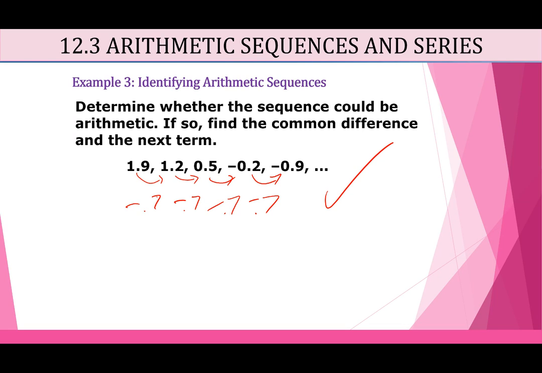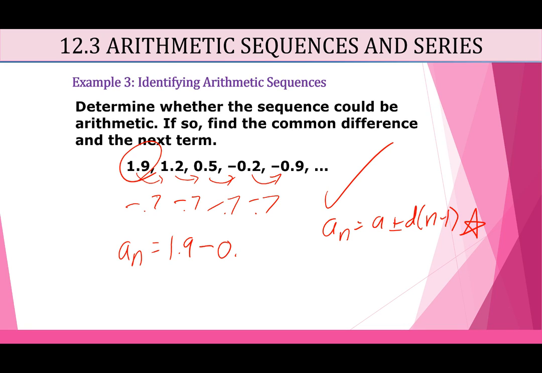So the rule for this one, we would have an equals, and remember, when I say rule, I'm using that formula that we talked about earlier, a plus d n minus 1. So that's what I was using on the last problem. I'm using that same thing again here. So an equals a is our first term, which is 1.9. And now, because I'm subtracting, instead of a plus d, it'll be a minus d. So it's going to be minus 0.7 because that's how much we're going down by every time. And then the n minus 1. So that's your rule again.